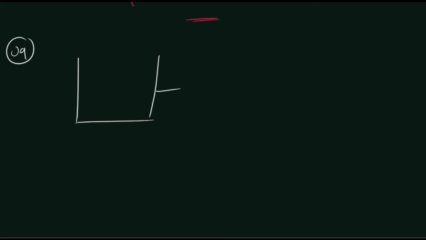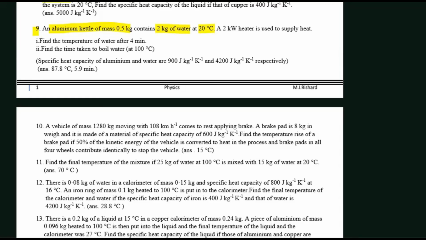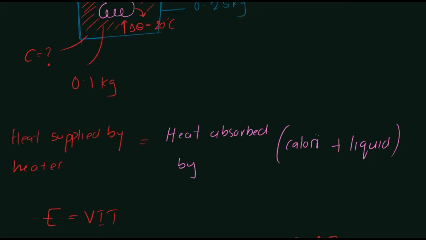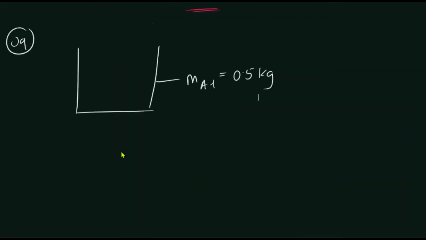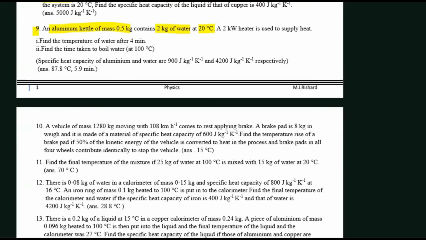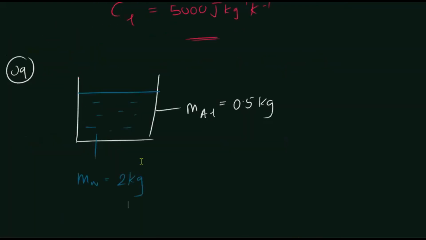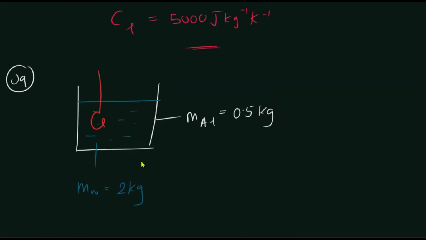The mass of the aluminium kettle is 0.5 kilograms, and it contains 2 kilograms of water. A 2 kilowatt heater is used to supply heat.